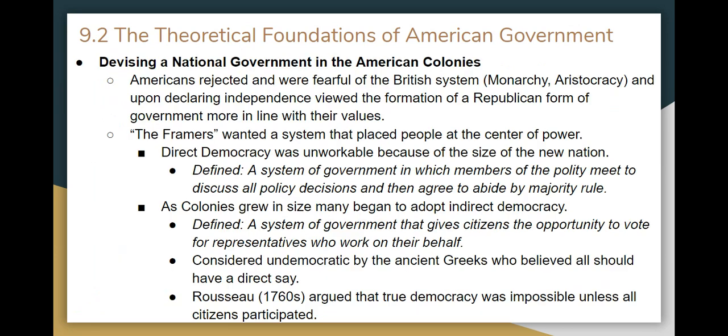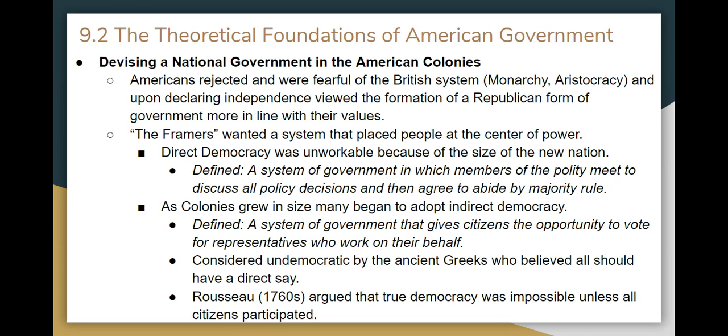The framers wanted a system that placed people in the center of power. Direct democracy was unworkable because of the size of the new nation. Direct democracy is a system of government in which members of the polity meet to discuss all policy decisions and then agree to abide by majority rule.